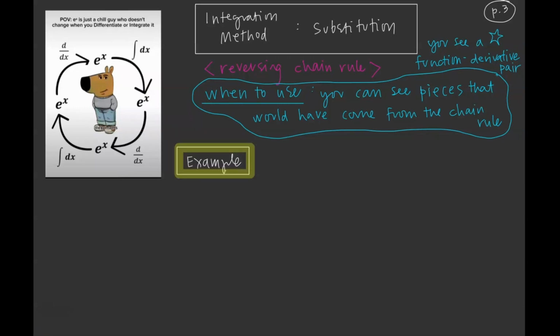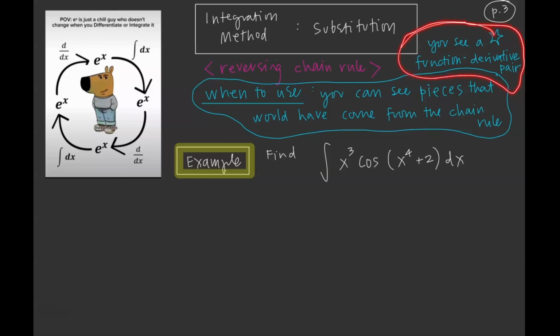So we're going to go through an example of the chain rule, and then we'll give a formal explanation of it. So say we were asked to find the integral of x cubed cosine of x to the 4th plus 2. This is definitely one that we just can't look at and spit out what the answer is. But we do see, right up here, the substitution method is when you see a function derivative pair. And I do see that.